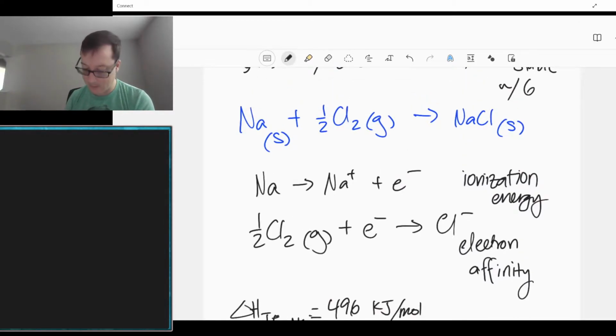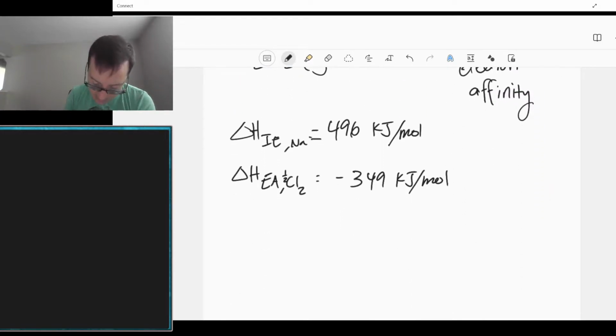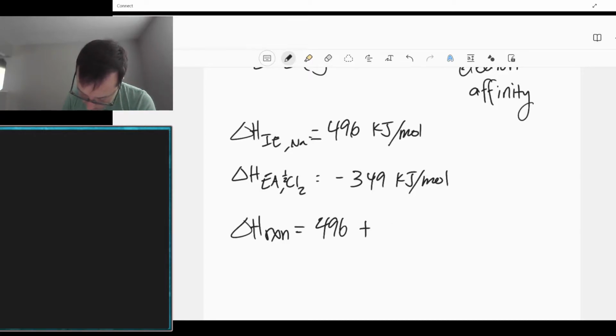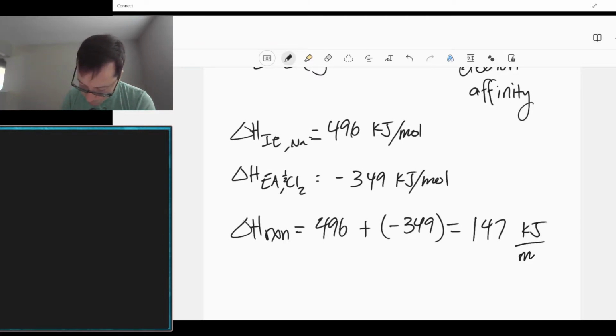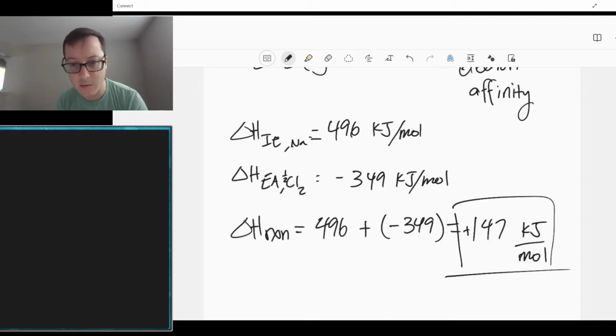We would see that if we try to do the total delta H, we just add these together. And that number is going to be 496 minus 349, 147. Wait a second, this is terribly endothermic. What's happening here?